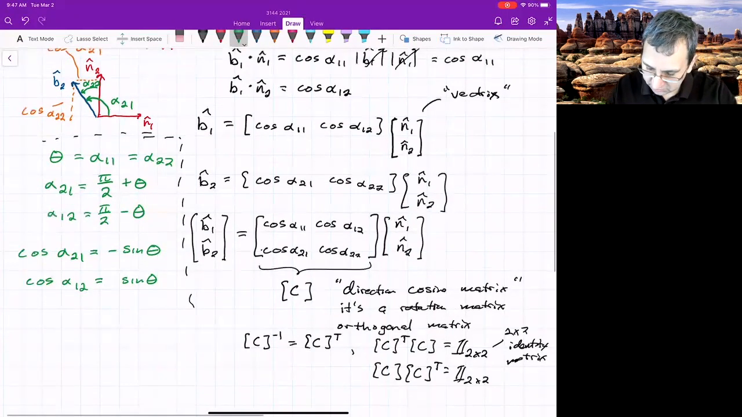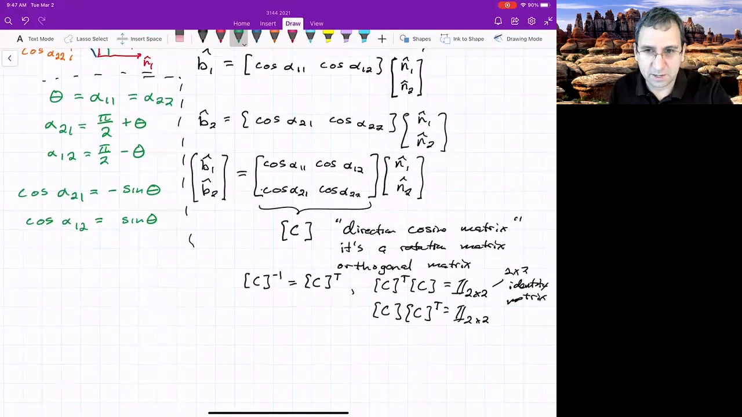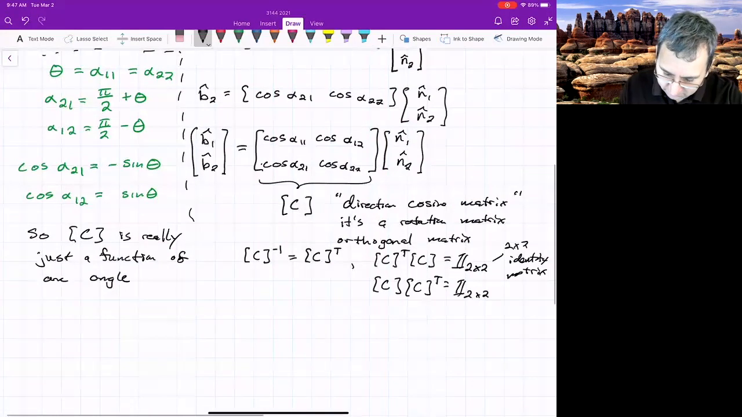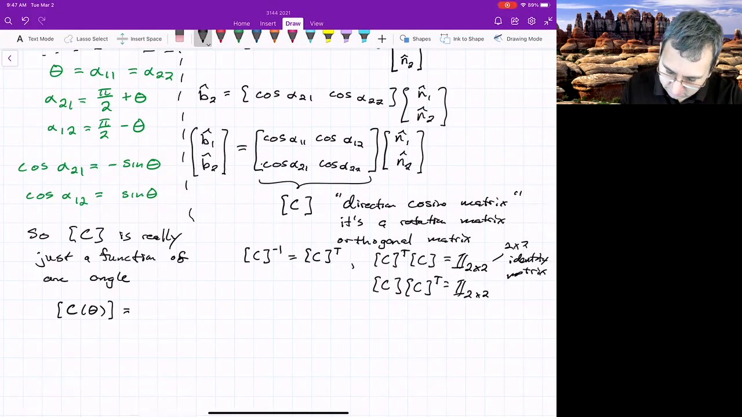So really, this matrix C, we know that instead of four angles, it can be parameterized by just one angle. Because it's a rotation matrix, it's really just a function of one angle. We might say the matrix C is parameterized by that angle. So I can write it that way. And then what is this? Cosine theta up here, sine theta down here, negative sine theta, cosine theta.